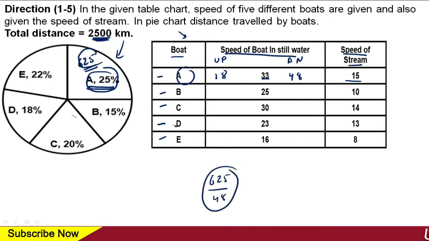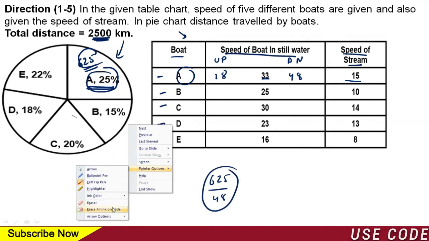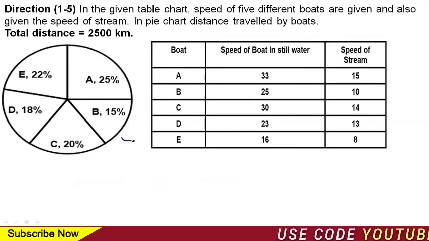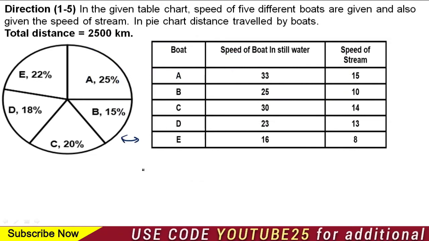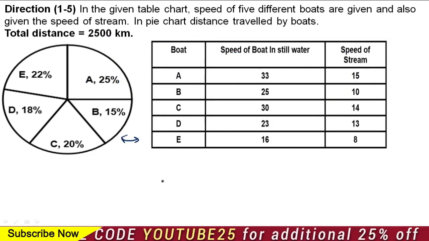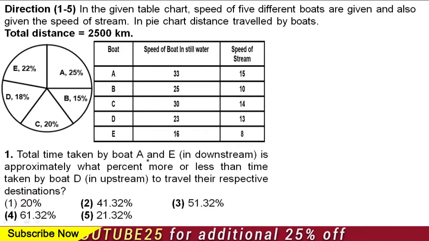I hope you have now understood how the two graphs or the two charts are connected to each other and what kind of questions we can face in the coming questions. This is a good question; on a scale of difficulty level 1 to 10, I would rate it somewhere around 7 to 8. So please pay attention. Here's the first question.